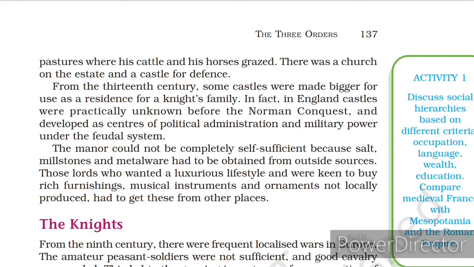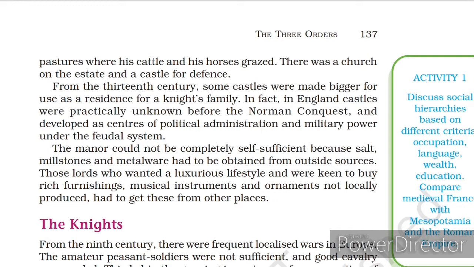Now, the manor could not be completely self-sufficient. Remember this. We cannot be self-sufficient; we depend on someone else for many things. Likewise the manor was also not self-sufficient, because it needed salt, millstones and metalware. All these things were obtained from outside sources, so they had to see that these things came into the manorial estate with ease and in proper time.